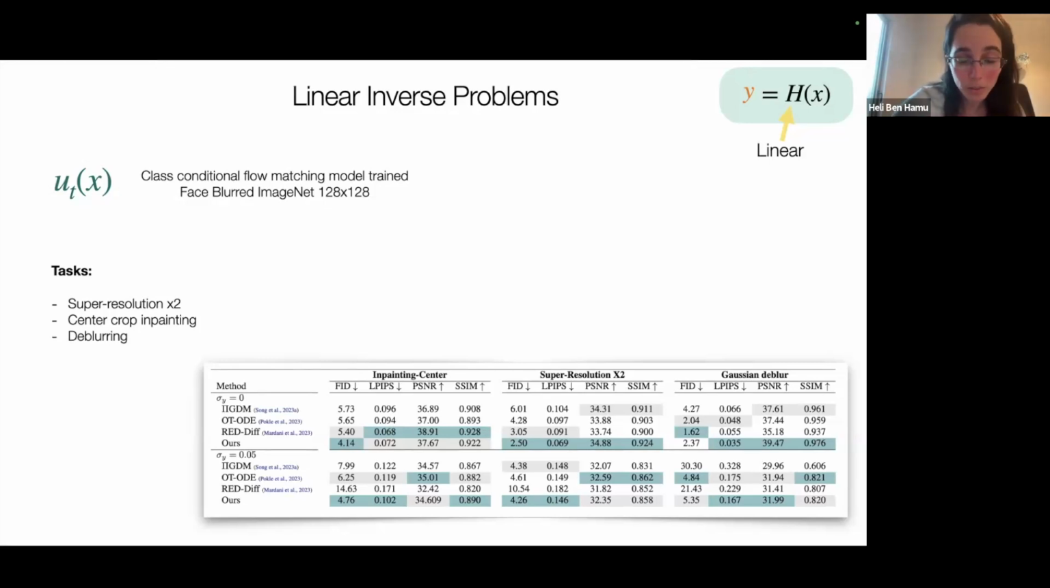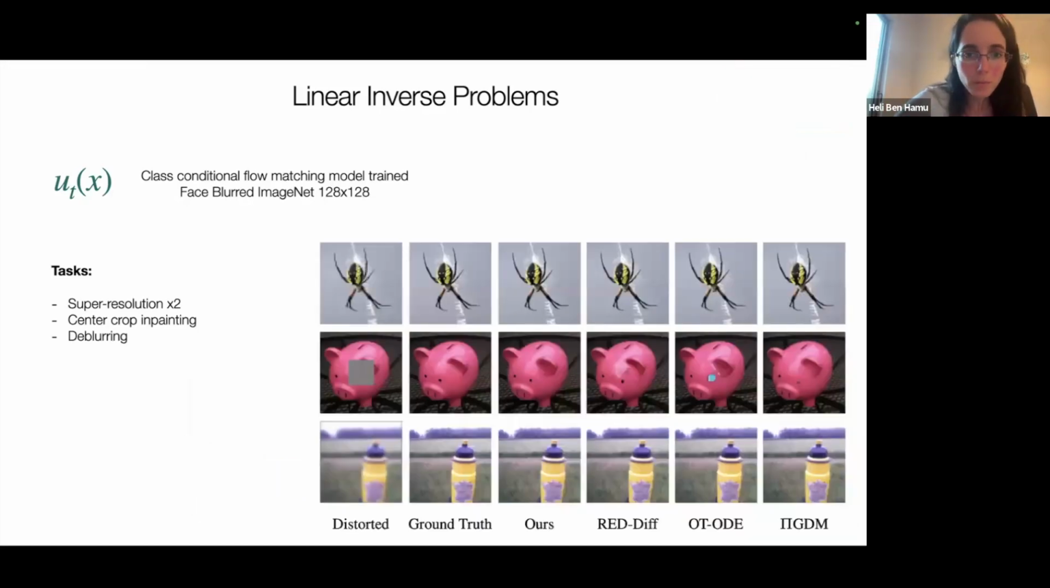We can see that our method reaches either state of the art or is on par with all the other approaches. The other approaches, PyGDM and OTOD, are guided flows, and Rediff is something between an optimization-based approach and guided flow. This validates that our approach can perform as well or even better than state-of-the-art approaches, although it is slower. And we see here some examples.